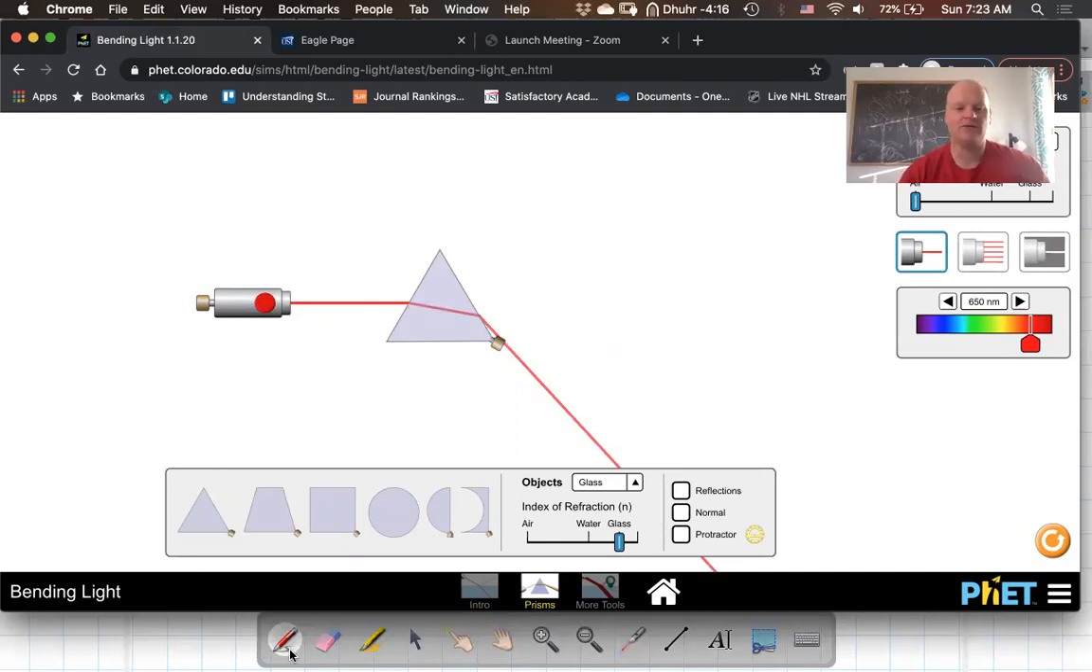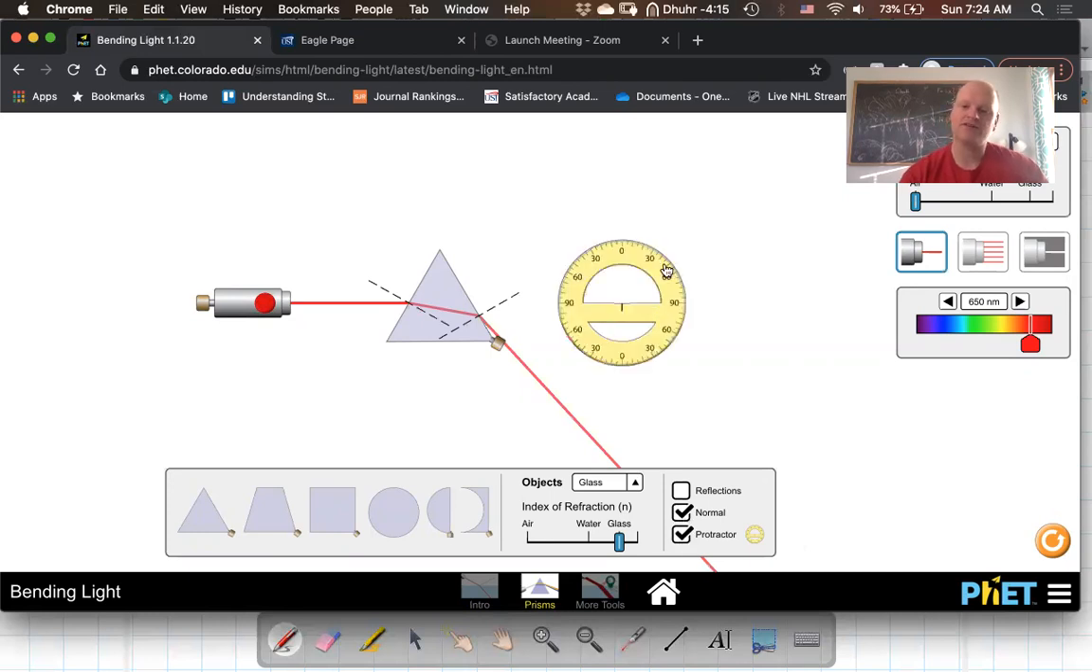And now what we could do in this case is we want this on glass, so we'll leave it on glass. Okay. And then here, we're going to keep off the reflections, but we're going to put on the normal lines. So here are our normal lines, just to make it a little easier. And then we're going to drag out our protractor.